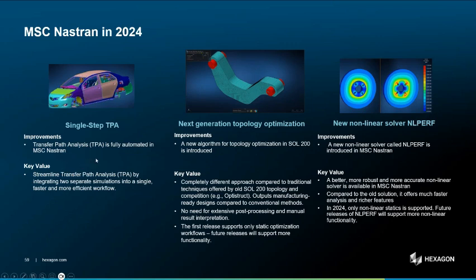So in 2024, which is the last one here, because 2025 hasn't been released yet, we're at 2024.2, I think. TPA, transfer path analysis, has to do with acoustics and where energy comes from and goes and so on. It used to be separate calculations that you had to do to get to that final state. It's now possible to do that using a single analysis.